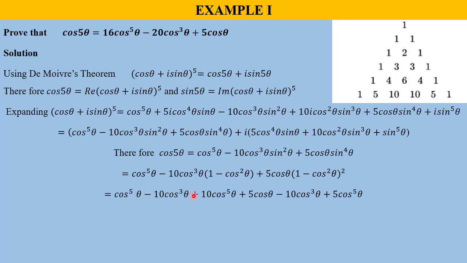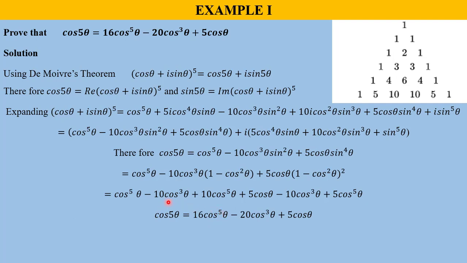So from there we open the brackets. We shall have cos power 5 theta minus 10 cos power 3 theta plus 10 cos power 5 theta plus 5 cos theta minus 10 cos power 3 theta plus 5 cos power 5 theta. And if we collect like terms, cos power 5 theta will be added to 10 cos power 5 theta, then plus 5 cos power 5 theta, which gives us 16 cos power 5 theta.